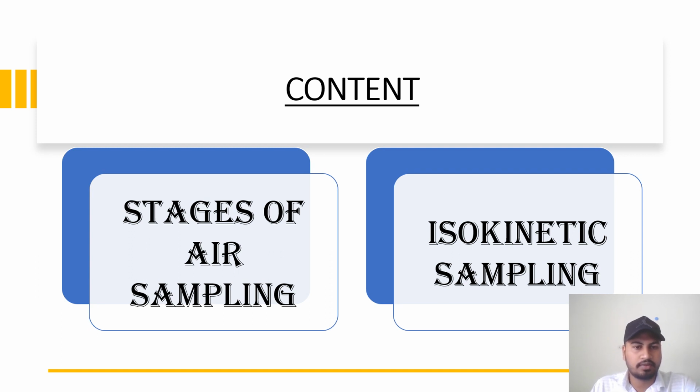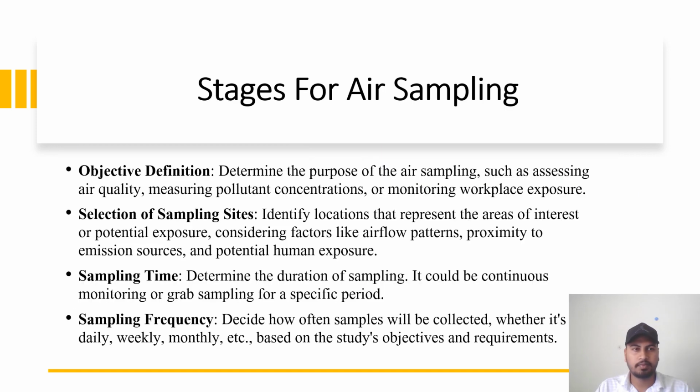So here we are going to discuss the stages of air sampling and isokinetic sampling. So we start with the stages of air sampling. In this there are different stages. We'll go serial-wise. So the first is we have to determine the objective.